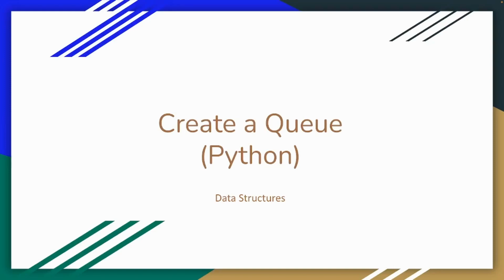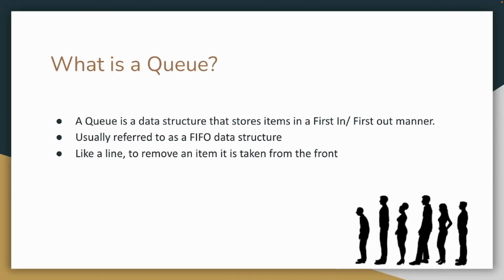In this video we're going to be going over how to create a queue in Python. Let's get started. So what is a queue? A queue is a data structure that stores items in a first in first out manner, usually referred to as a FIFO data structure. First in first out. So like a line, to remove an item it is taken from the front.